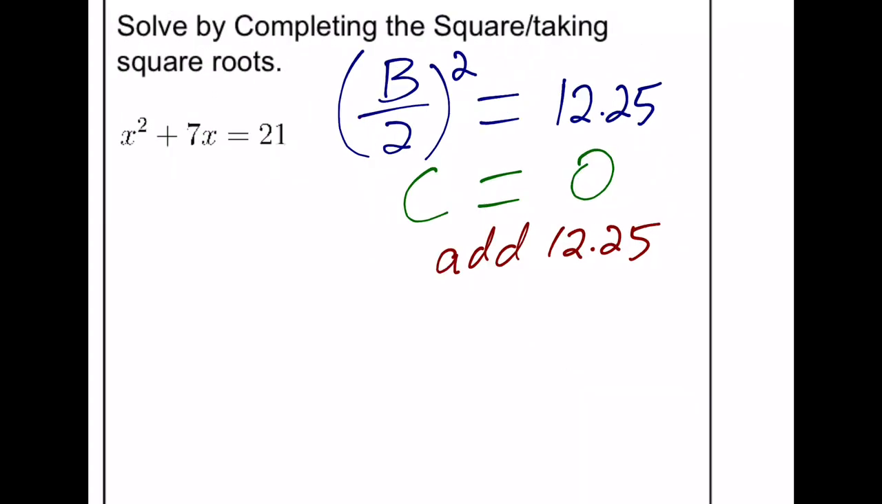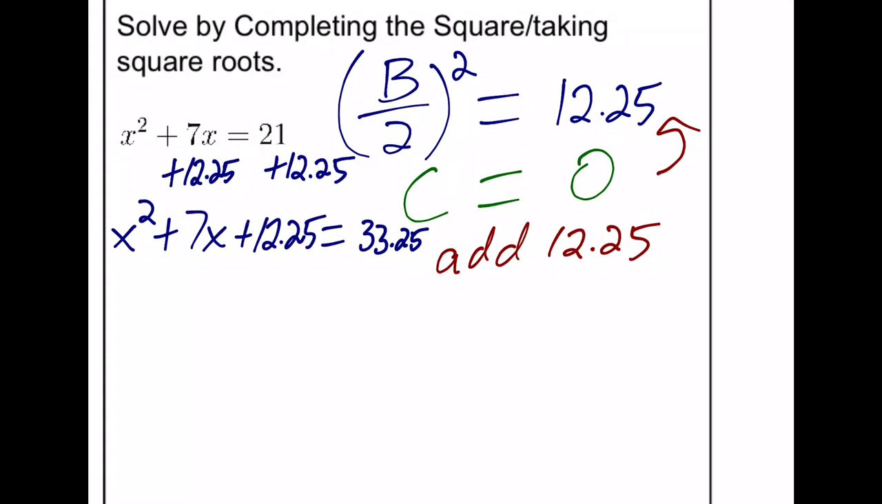For this last one, my b value is 7. If I cut that in half and square it, I get 12.25. My c value is 0. I could have moved the 21 over, but I chose not to. I just kept it as 0. So to get from 0 to 12.25, I'm going to have to add 12.25 to both sides. This gives me x squared plus 7x plus 12.25 is equal to 33.25.